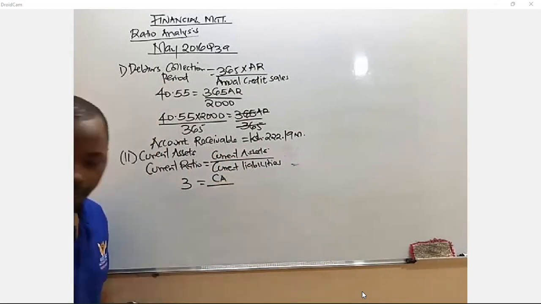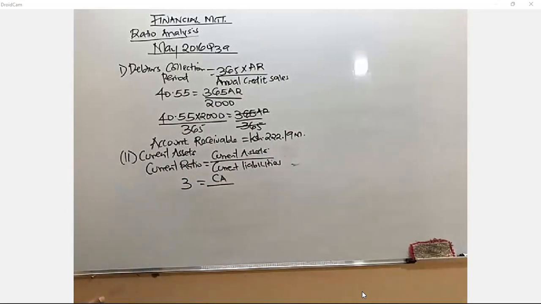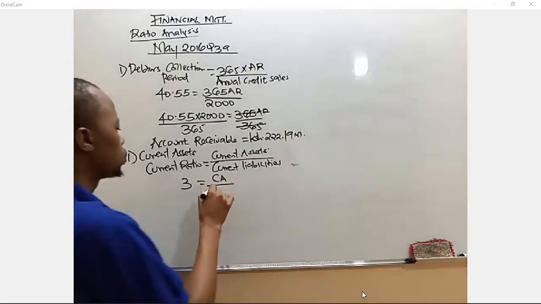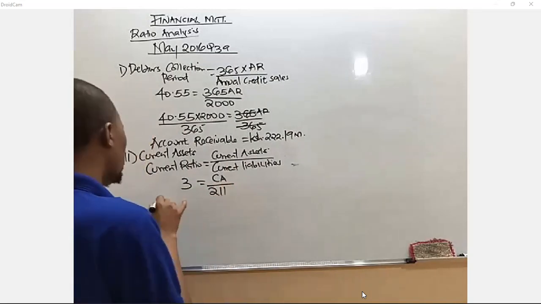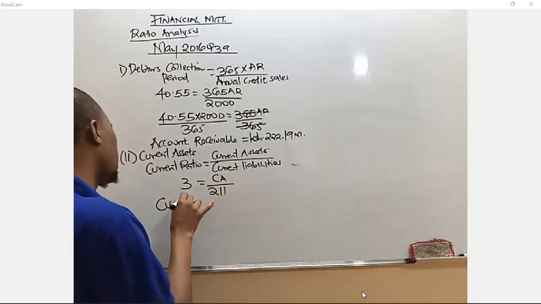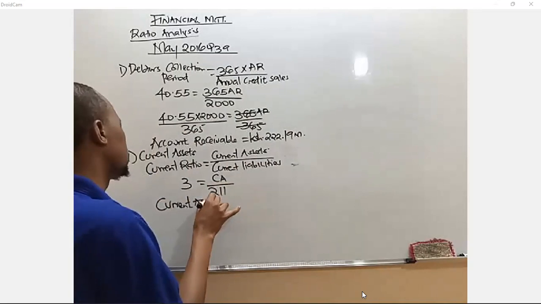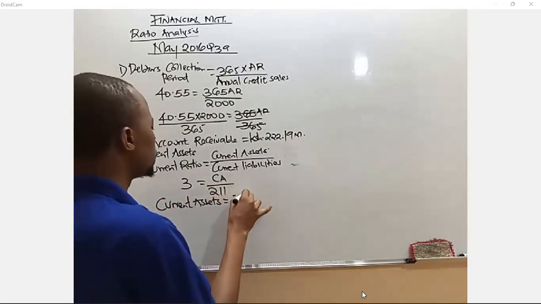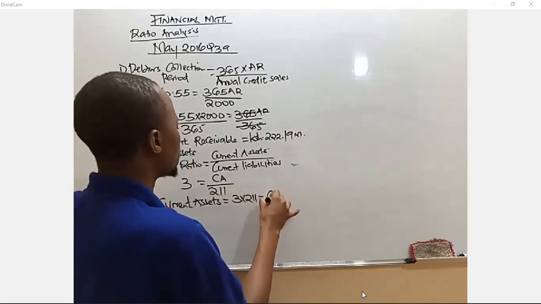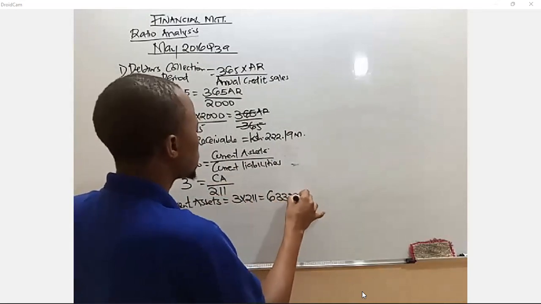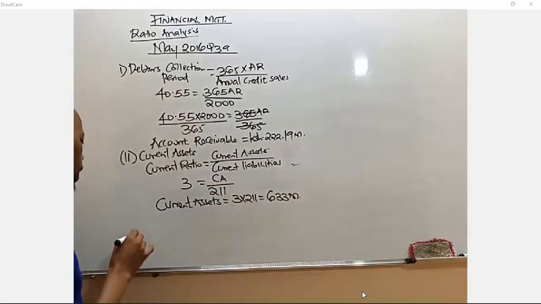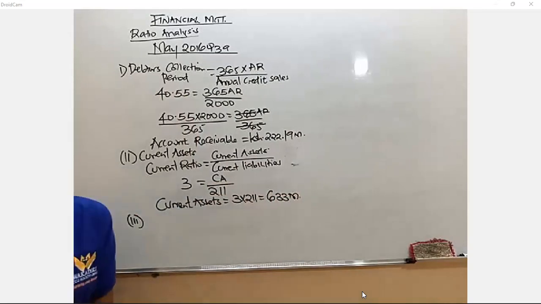How much are your current liabilities? The current liabilities we are being given are around 211. So I know very well that my current assets will be equal to 3 times 211, getting 633 million.